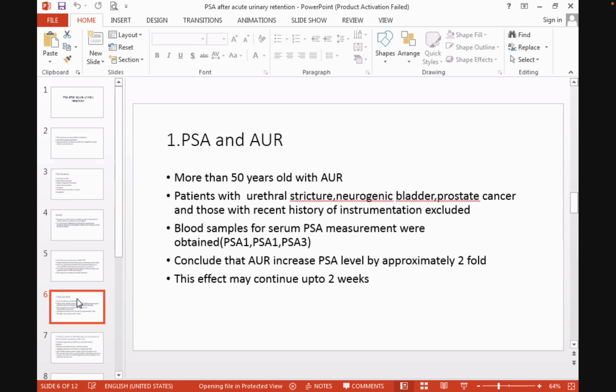First was at the time of presentation. Second was taken 2 weeks after, just before the catheter removal, and third was done after 3 weeks in the patients who had voided successfully after the trial of catheter removal. They concluded that acute urinary retention increased the PSA level by approximately 2-fold, and this effect may continue up to 2 weeks. Next slide.